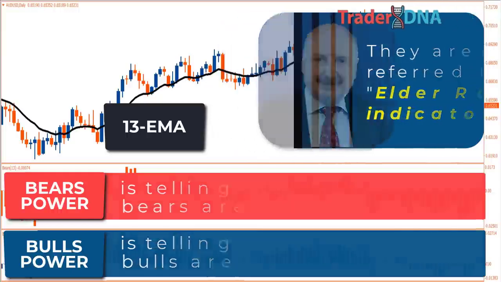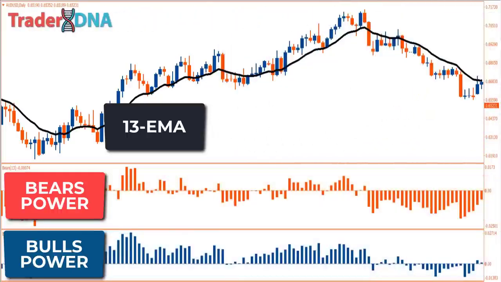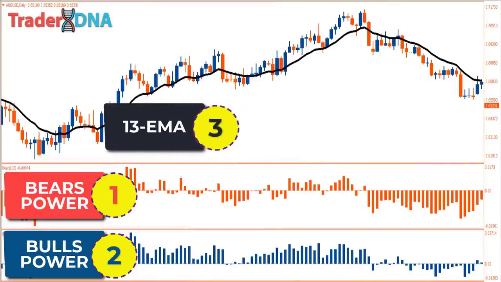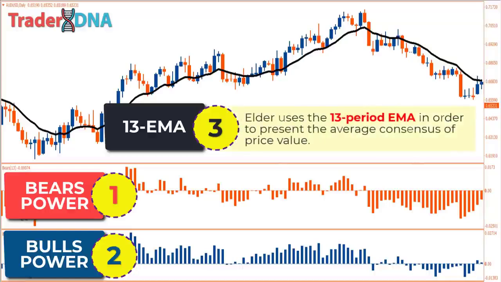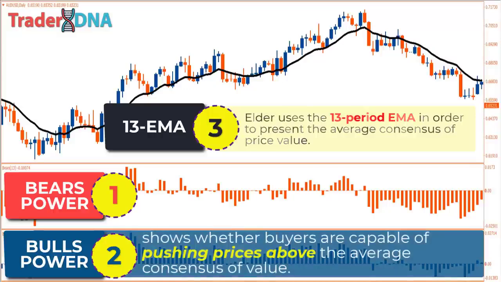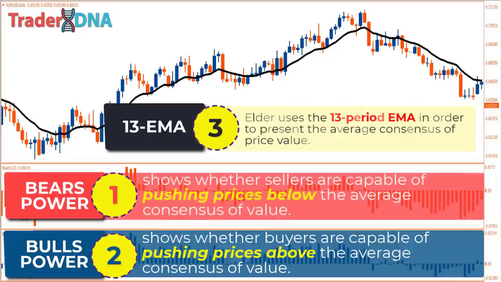As I said earlier, the Elder Ray indicator is comprised of three elements: bear's power, bull's power, and a 13-period exponential moving average. As the high price of any candle shows the maximum power of buyers and the low price of any candle shows the maximum power of sellers, Elder uses the 13-period EMA in order to present the average consensus of price value. Bull's power shows whether buyers are capable of pushing prices above the average consensus of value. Bear's power shows whether sellers are capable of pushing prices below the average consensus of value.